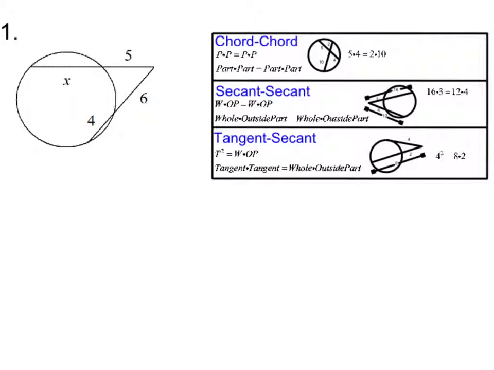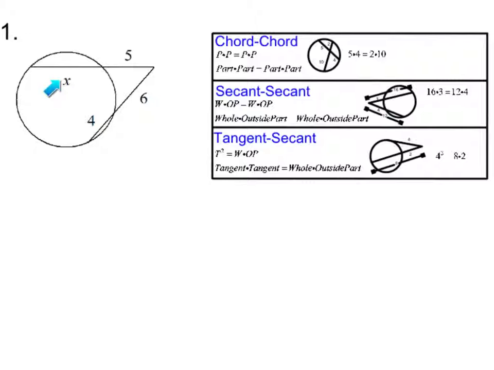Alright, first example. Chord, secant, tangent-secant, which one is it? If you just look at the picture, it resembles the secant, right? This secant line here and this secant line here go through the circle, just like this guy here. So our setup is whole times outside part equals whole times outside part, and that's what these little outside lines are trying to help us see. As you remember, I'm sure, this x inside the circle is going to cause us a little problem when setting it up, so we'll work on that now.